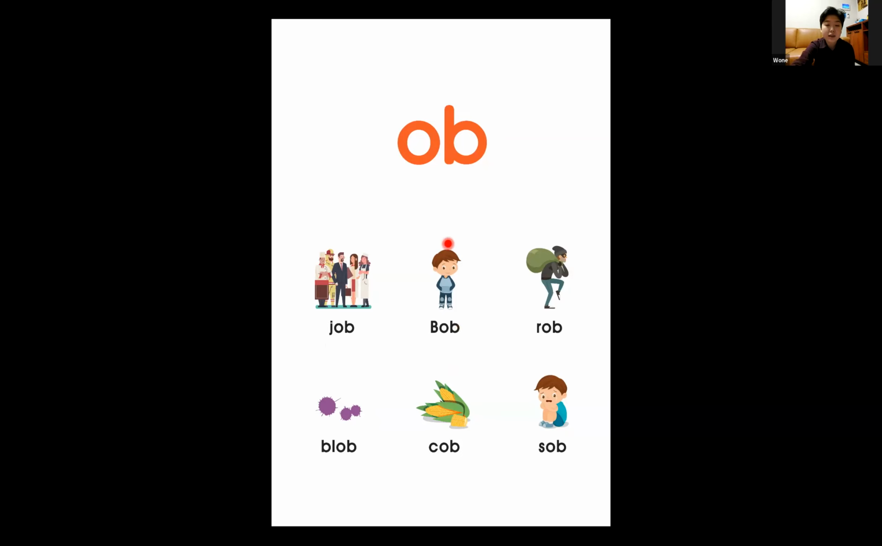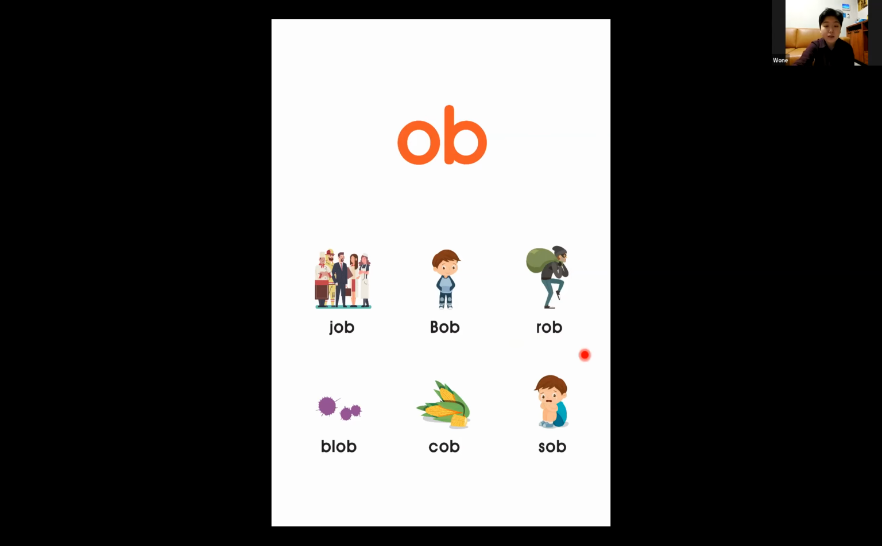The next one is a name. This is the boy's name. B, ob. Put it together. Bob. R, ob. Put it together. Rob. Rob is stealing. It means stealing. It's not good.